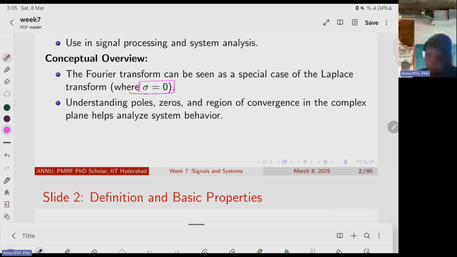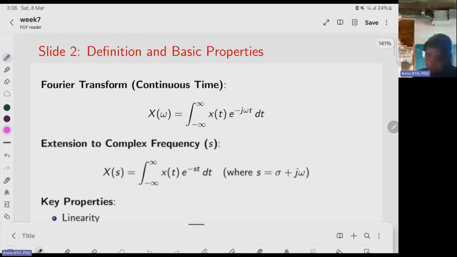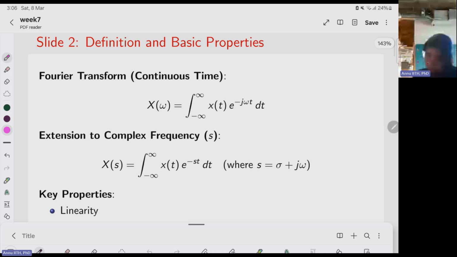So as we know, when sigma tends to zero, that whole Laplace transform will transform to Fourier transform. So also we should have an understanding of poles, zeros, and the region of convergence in the complex plane, which helps analyze system behavior. We will see how it analyzes system behavior. Okay. Definition and the basic properties.